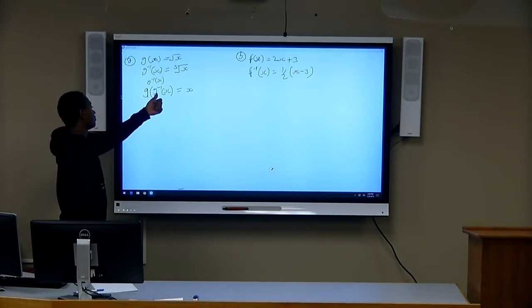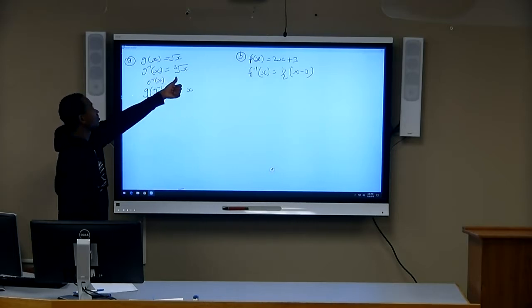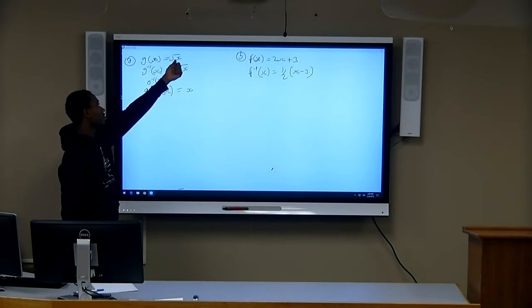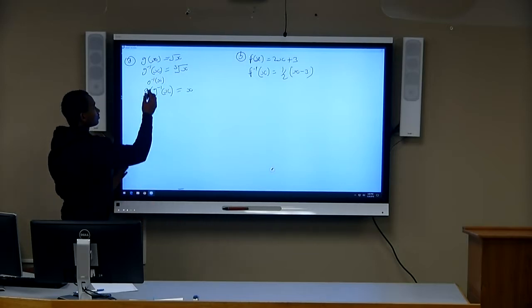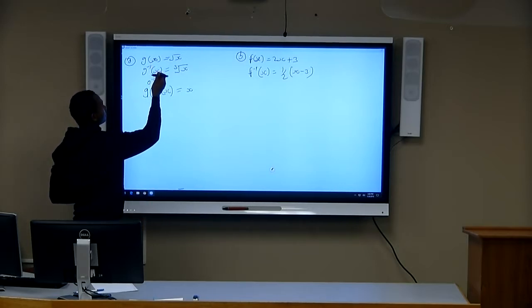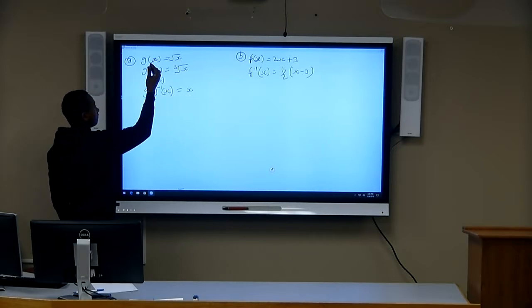Okay, g circle g inverse of x should be equal to x. If it is not equal to x, then this function is not the inverse of this one. So for this function to be the inverse of this one, this thing should be right. If it is not right, then it is not the inverse. That's what we're coming to verify. The question said this is the inverse of this thing, so we're going to verify whether it is equal to x. If it is equal to x, then it's the inverse of this one.